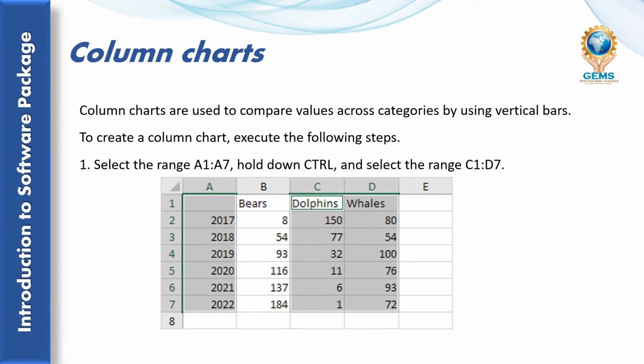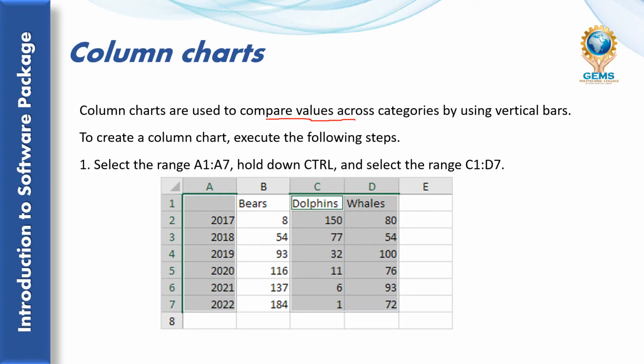Column chart. Column charts are used to compare values across the categories by using vertical bars. So what you have to do to create a column chart is select the range.